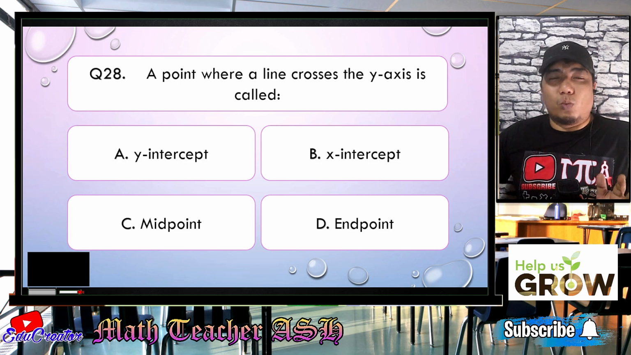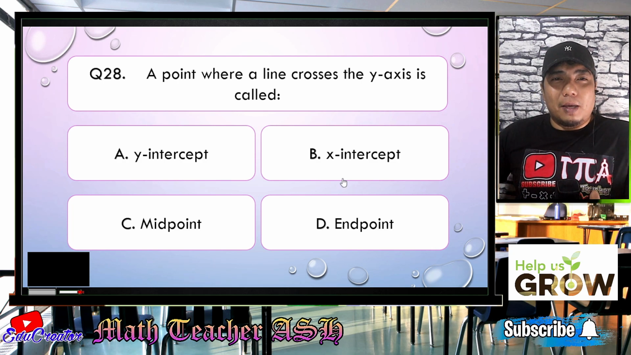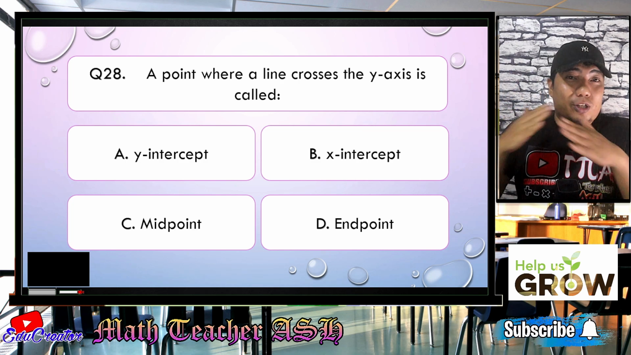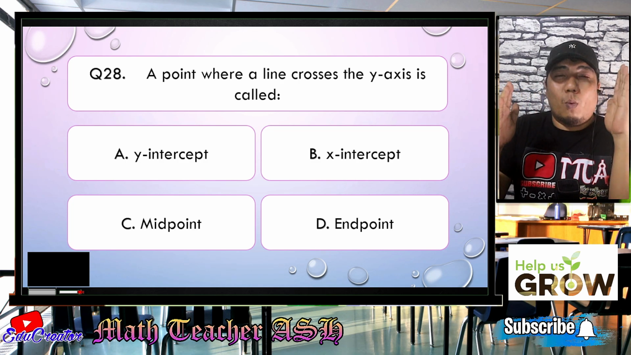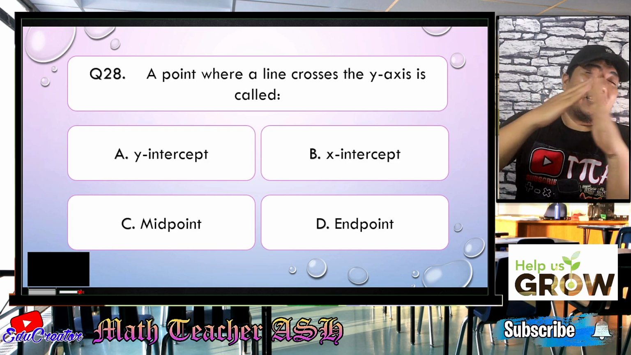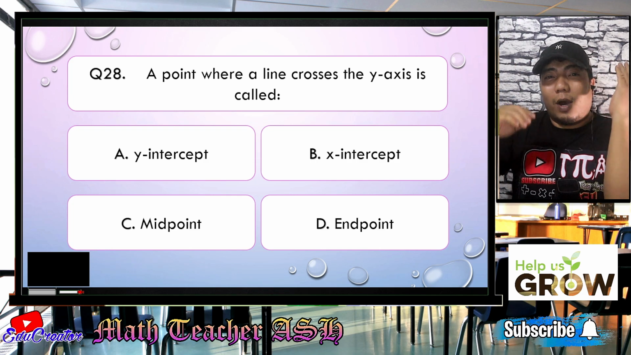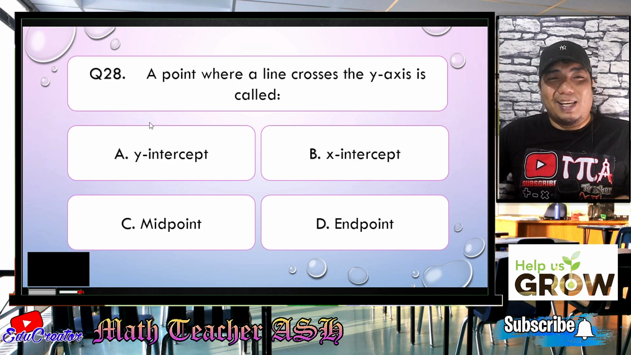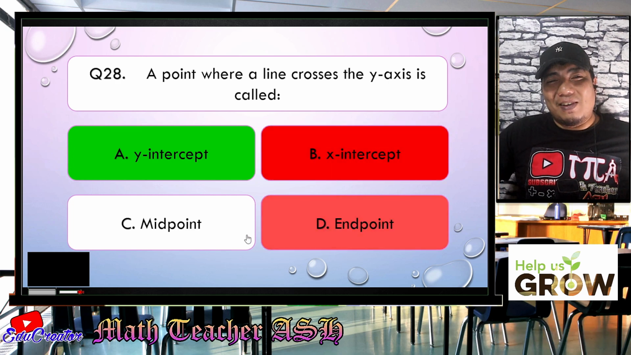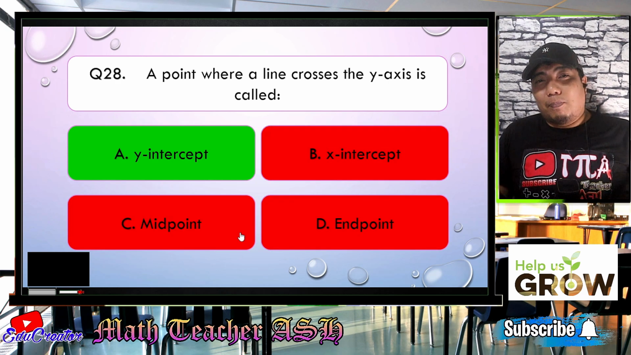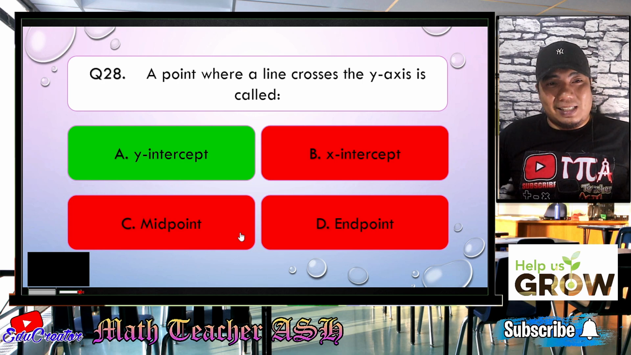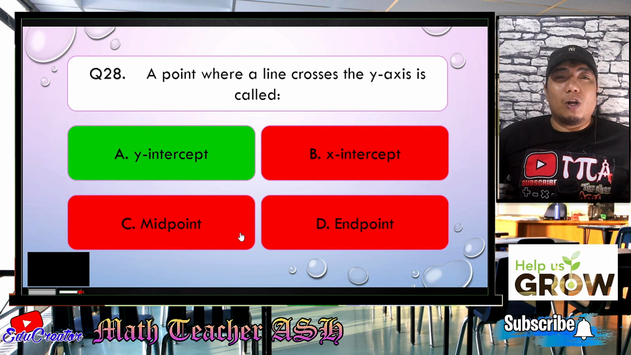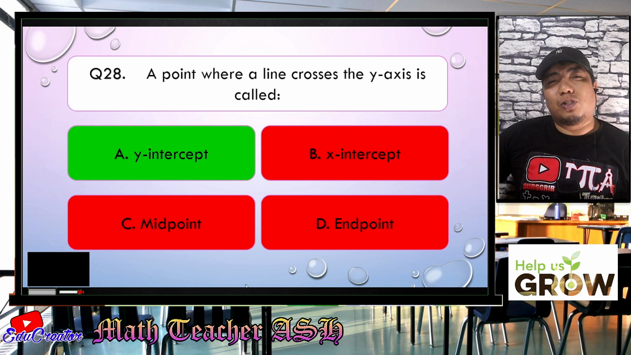Alright, math learners, this is one of the easiest questions. Why? Because we are just finding the definition of a point where a line crosses. Meaning, that is the graph and then the y-axis. If the graph and the y-axis intersect, what do you call that point? Basically, that point is what we call the y-intercept. Very easy, right? Otherwise, if the point where the line crosses the x-axis, then that is what we call the x-intercept. But in this question, the y-axis is the one crossed by the line. Alright, now let us go to question number 29.